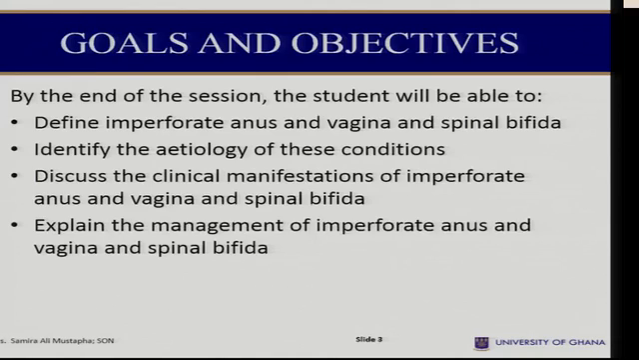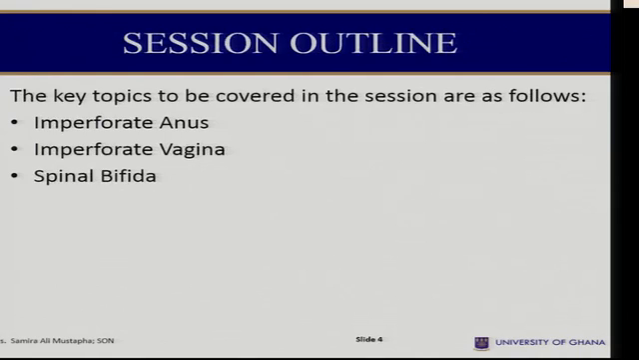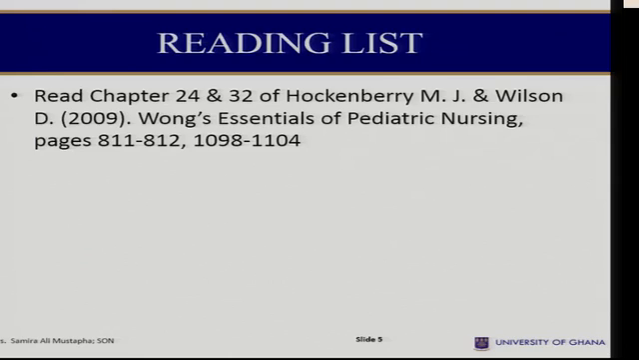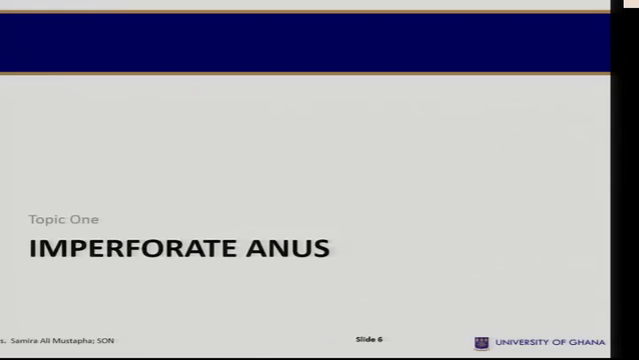Our goal at the end is that students will be able to define imperforate anus and vagina, as well as spina bifida, discuss their etiology, clinical manifestations, and explain the management of the conditions mentioned. So the key topics we'll discuss are imperforate anus, imperforate vagina, and spina bifida. Our reference reading is chapters 24 and 32 of Wong's Essential Pediatrics for Nursing.